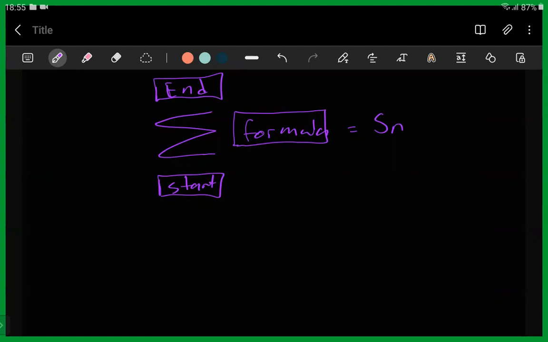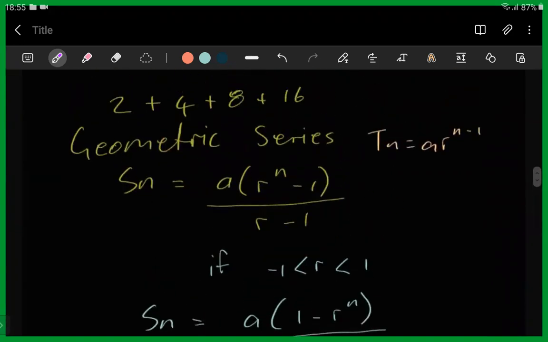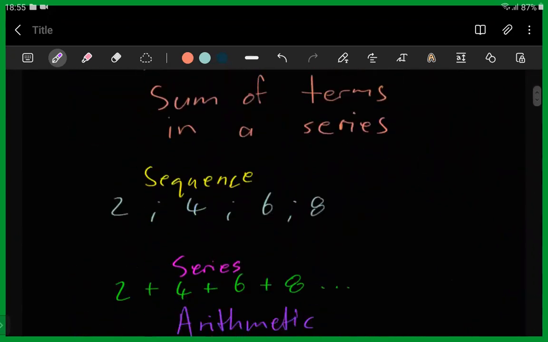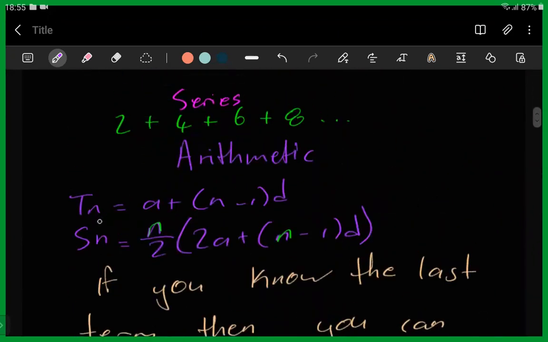What do you call Sn? Sum of a certain number of terms. Sn just means sum of a certain number of terms. Just like Tn. Tn is the specific term, the specific number of a specific term in your series or sequence. S means the sum of a specific number of terms. Oh, okay. Got it. Yeah.